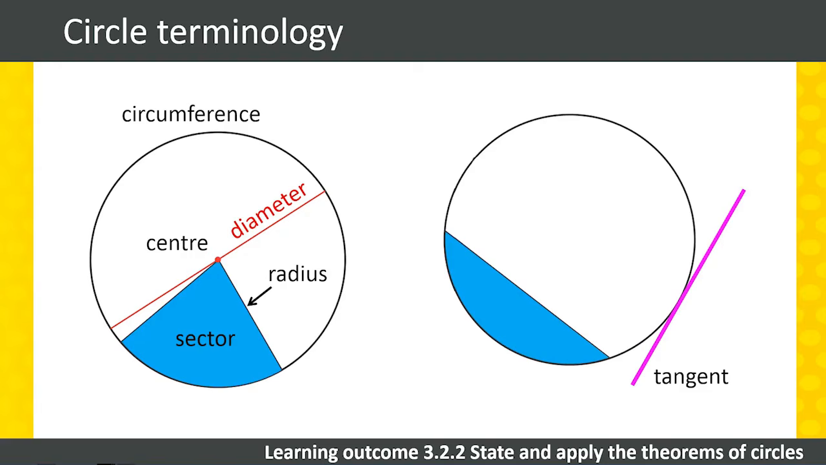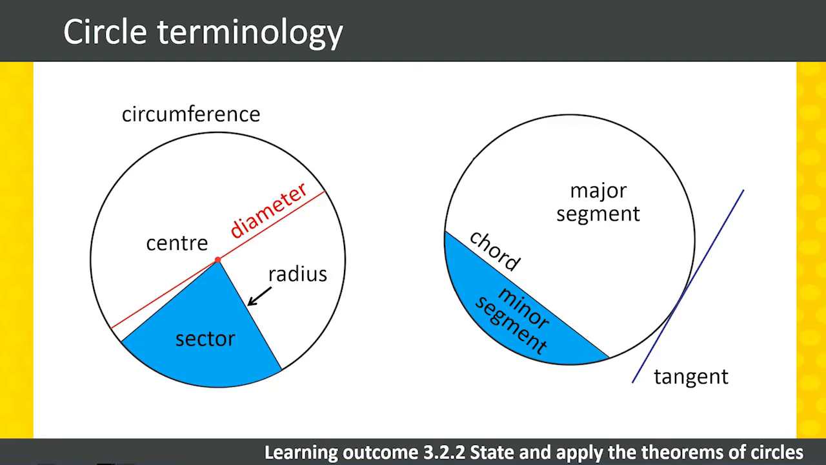Tangent, a line that touches the circle at one point, the point of contact, only. Chord, a line joining 2 points on the circumference of a circle, creating 2 segments. Segment, the region bounded by a chord and the arc subtended by the chord. A chord will form 2 segments. The smaller segment is called the minor segment, and the bigger one, the major segment.